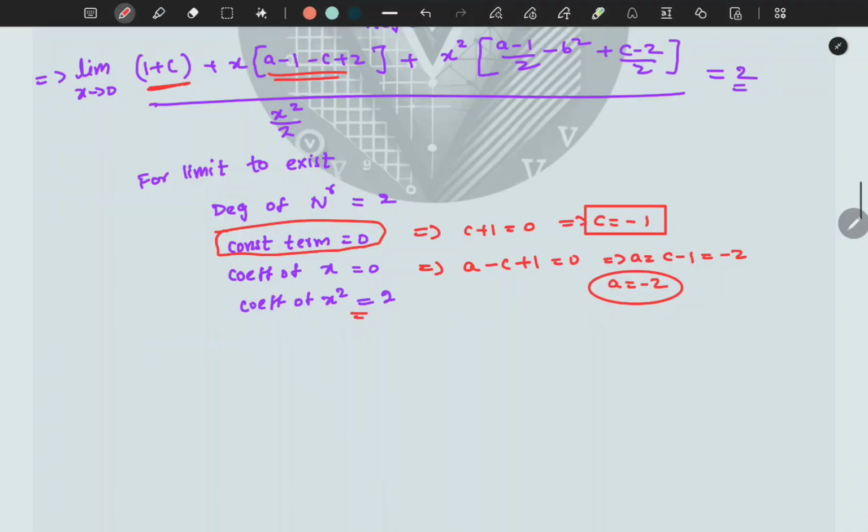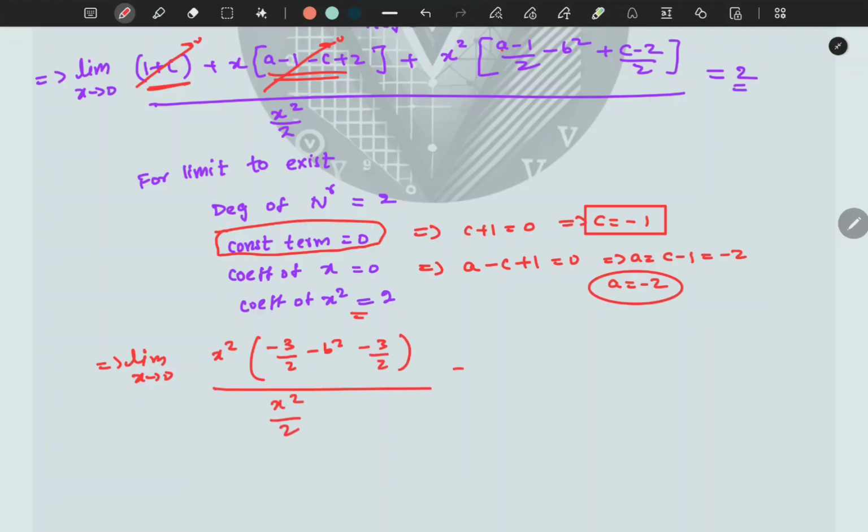And the coefficient of x square should be 2. That means, see, now the question becomes limit x approaches to 0. This should be 0 and this should be 0, right? So we get x square into, and what is the value of a? a is minus 2. Minus 2 minus 1 is minus 3. So we get minus 3 by 2 here, minus b square, and c is minus 1. Minus 1 minus 2 is minus 3 by 2, divided by x square by 2. Now this is 2, right? I hope you understood this.